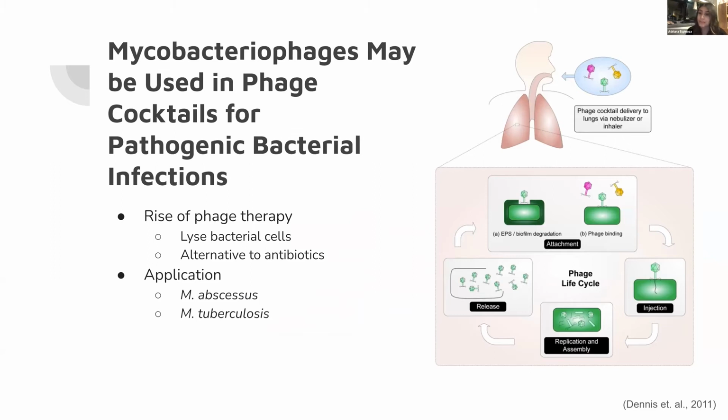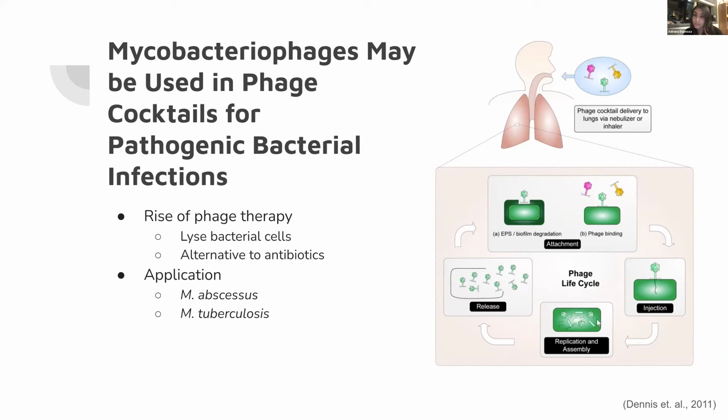Mycobacteriophages may also be used in phage cocktails for pathogenic bacterial infections. There has been a rise in antibiotic resistance, which can be fixed with a rise in phage therapy. Phage therapy has been used to combat pathogenic bacterial infections that involve bacteria such as M. abscessus and M. tuberculosis. In this figure, a phage cocktail is delivered to the lungs via a nebulizer or an inhaler. The phage is then able to insert its viral genome into the target bacterial cell.